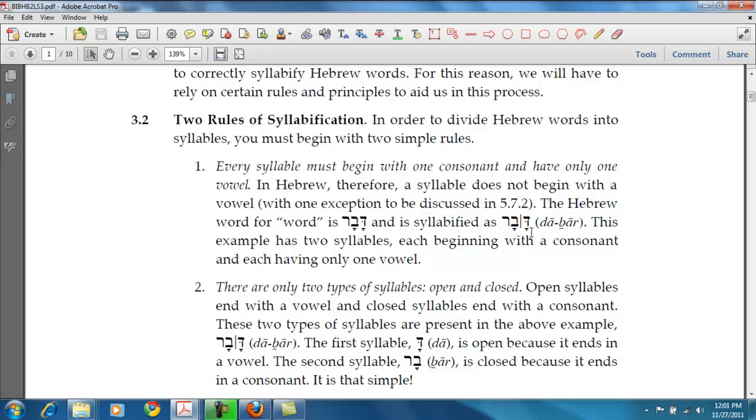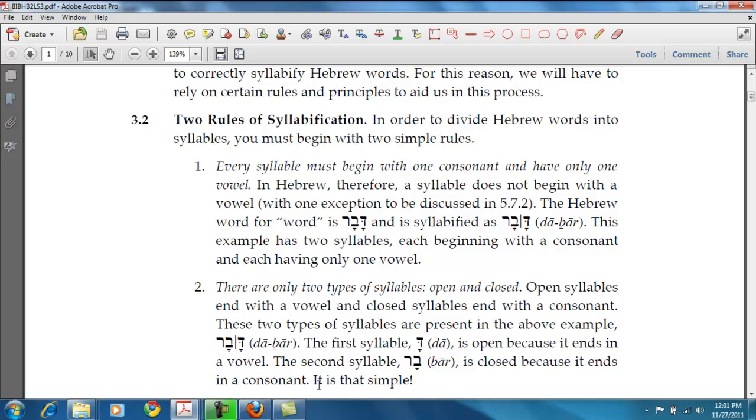The second rule is that there are only two types of syllables, open and closed. Open syllables end with a vowel, and closed syllables end with a consonant. These two types of syllables are present in the above example, davar. You've got the dalet and the qamets, consonant vowel. Then you have consonant vowel consonant. The first syllable da is open because it ends in a vowel. The second syllable var is closed because it ends in a consonant.